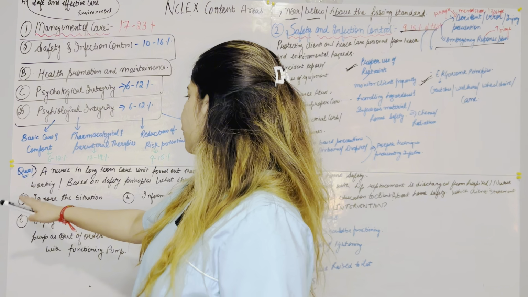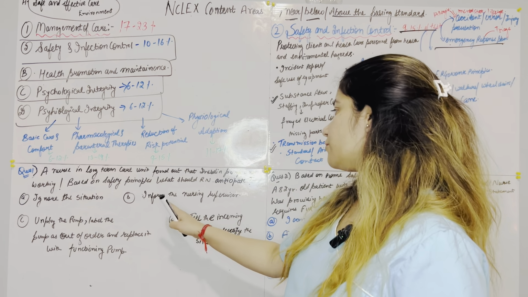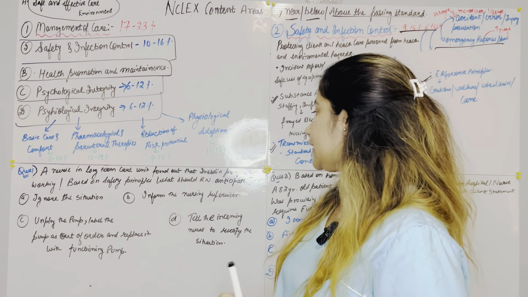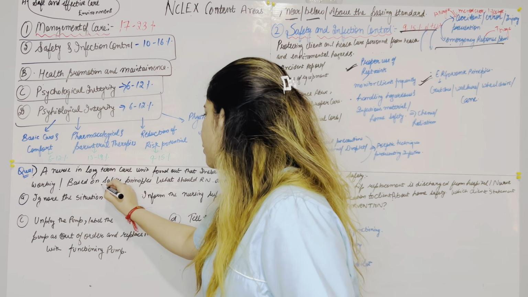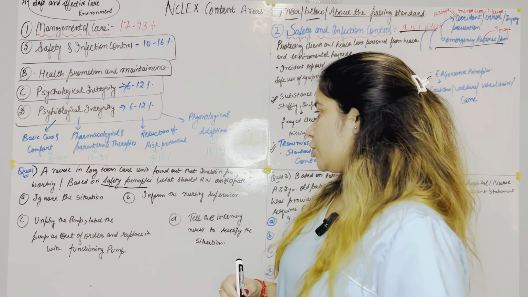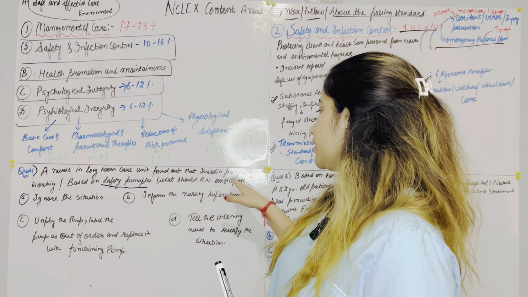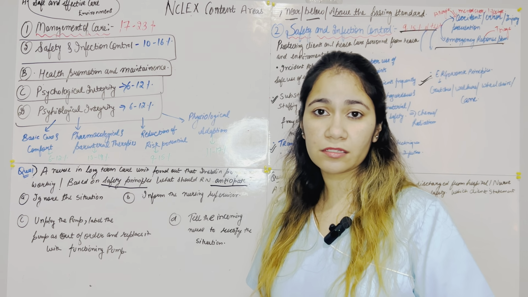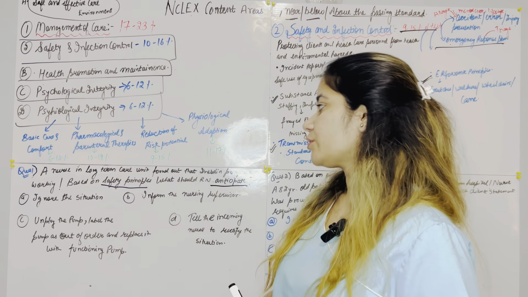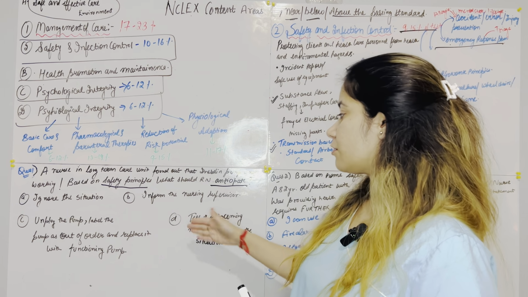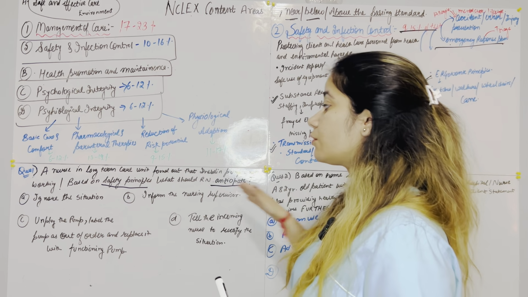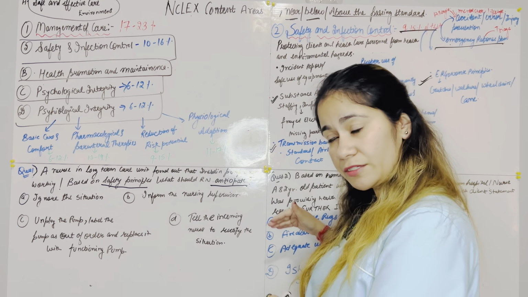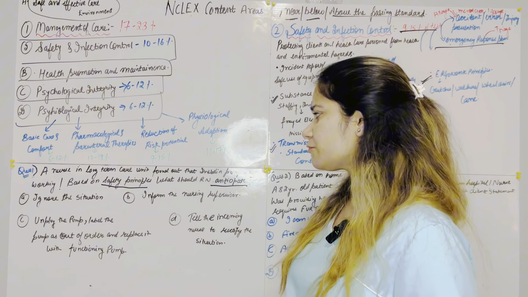The first question I have is: a nurse in a long-term care unit found out that an insulin pump is not working. We can directly recognize that it is on the safety principle. Based on the safety principle, what should the RN anticipate? Anticipate means think about what to do next. So we can read the question again: a nurse in a long-term care unit found out that the insulin pump is not working. Based on safety principles, what should the RN anticipate? It is a very clear and straightforward question.